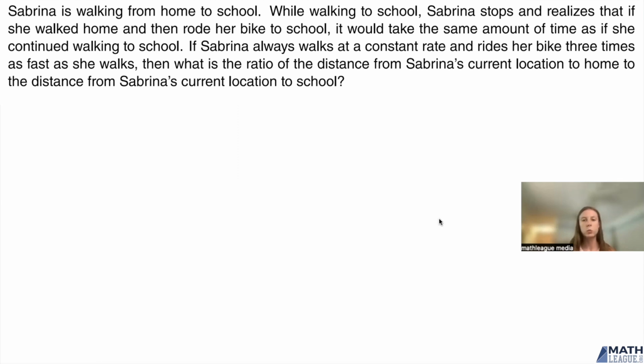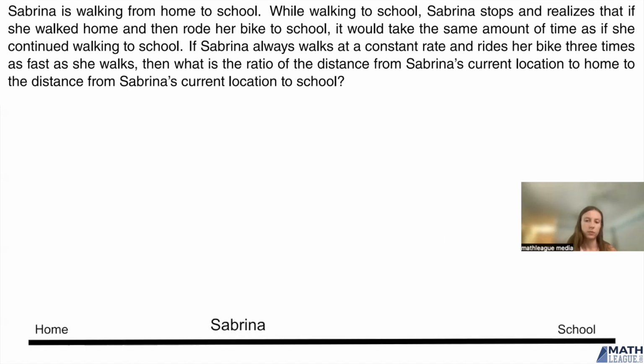If Sabrina always walks at a constant rate and rides her bike 3 times as fast as she walks, then what is the ratio of the distance from Sabrina's current location to home to the distance from Sabrina's current location to school? Okay, first thought, I think this will be easier to understand if we draw a diagram.